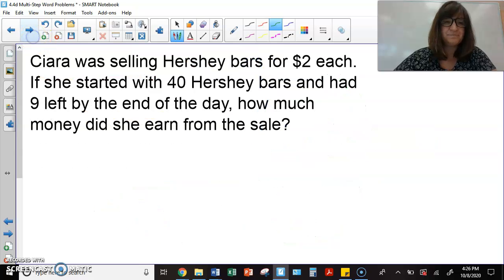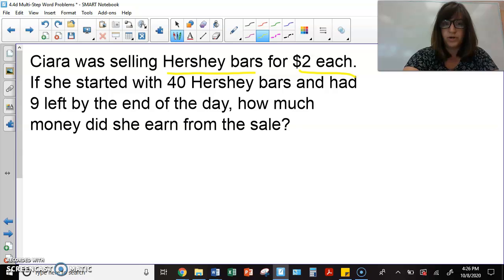Let's try another one. Sierra was selling Hershey bars for $2 each. If she started with 40 Hershey bars and had 9 left by the end of the day, how much money did she earn from the sale? Okay, she has Hershey bars, right? That's important. They are $2 each. So all your Hershey bars, they each cost $2.